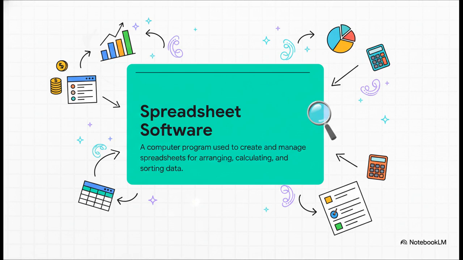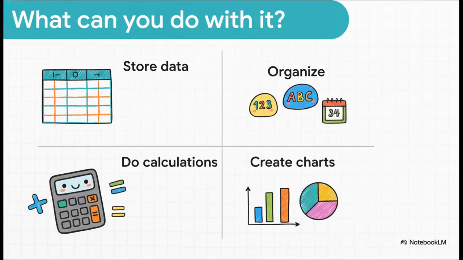Okay, think of spreadsheet software as a digital piece of graph paper, but with superpowers. It's a computer program built specifically to help you arrange, calculate, and sort all kinds of data in a really structured, really powerful way. So what can you actually do with it? Well, you can store your data neatly in rows and columns. You can organize pretty much anything: numbers, words, dates, you name it. Here's the cool part. You can make it do calculations automatically. And then you can turn all that boring data into really awesome-looking charts and graphs.